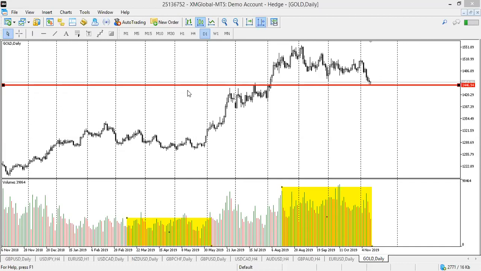Does the zigzag have parameters too? Actually, none. Just leave it, because all the zigzag does is mark the tops and bottoms. So you just leave it at default, it's already okay.